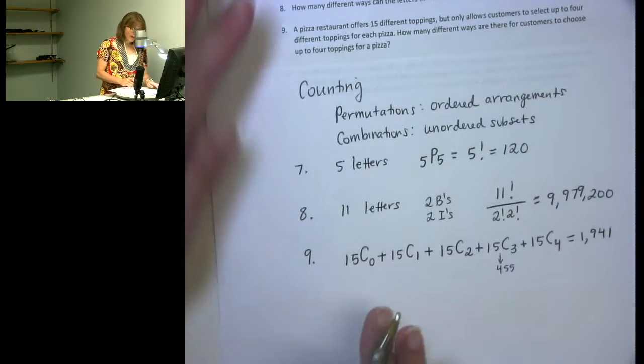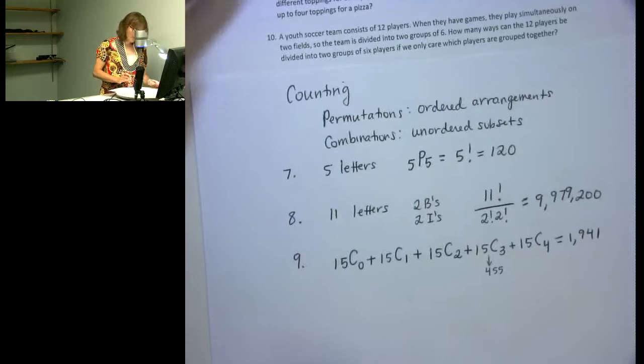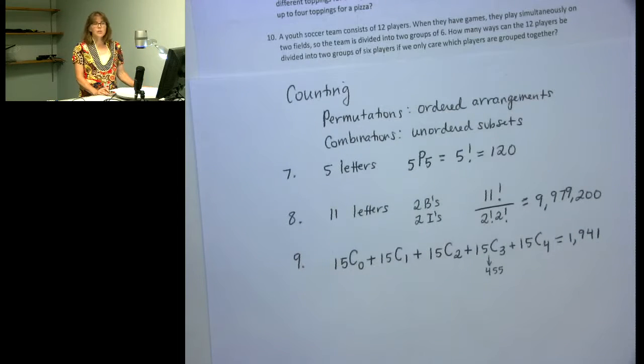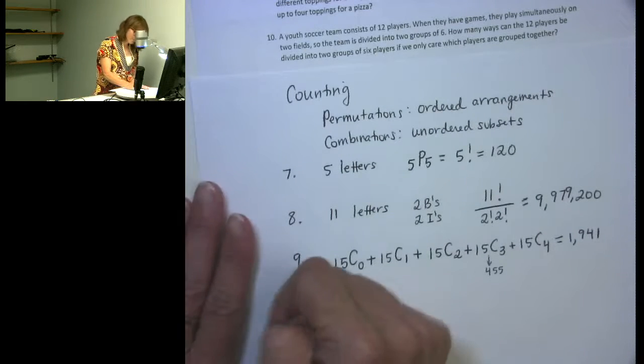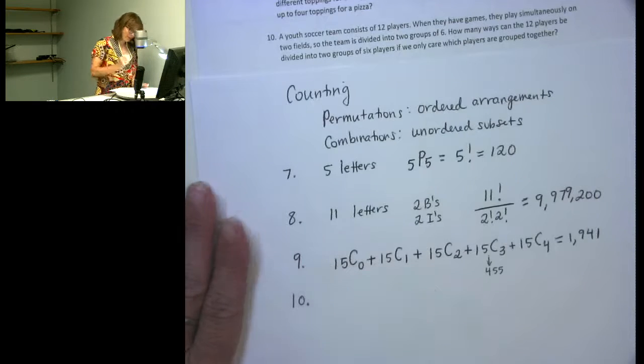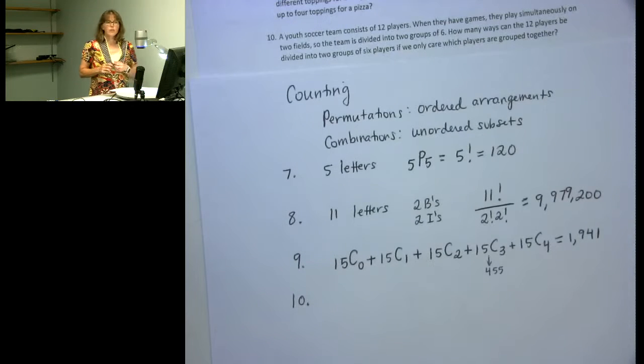Okay. And then the last question is another counting question, and I think this is the most challenging question on the quiz because you really have to think about it. So we've got a youth soccer team that consists of 12 players. When they have games, they play simultaneously on 2 fields, so the team is divided into 2 groups of 6. We want to know how many ways can the 12 players be divided into 2 groups of 6 players if we only care which players are grouped together.